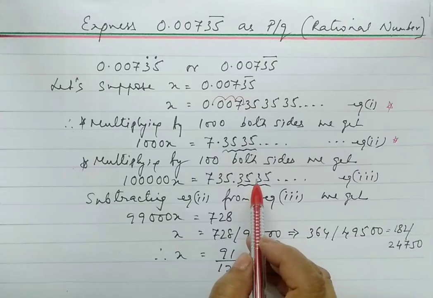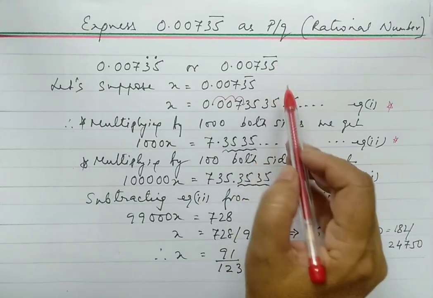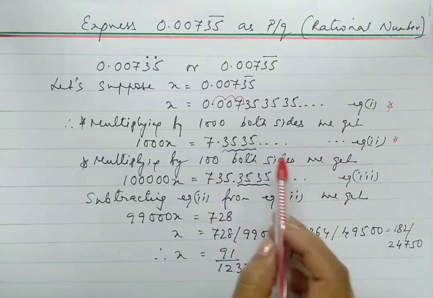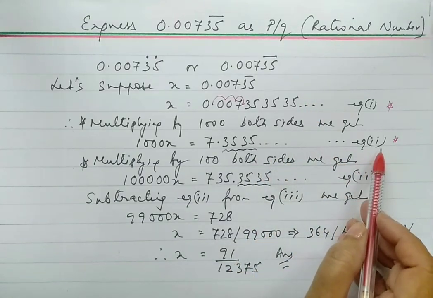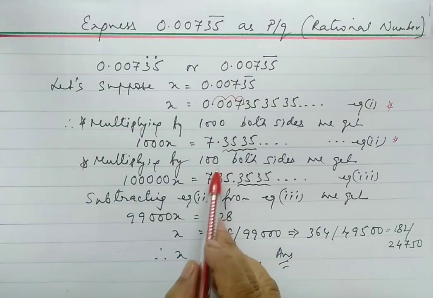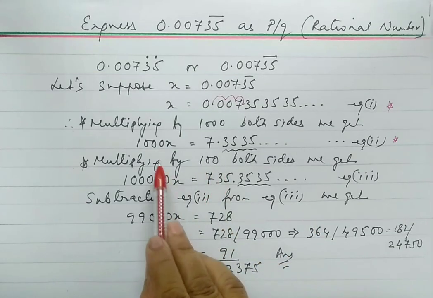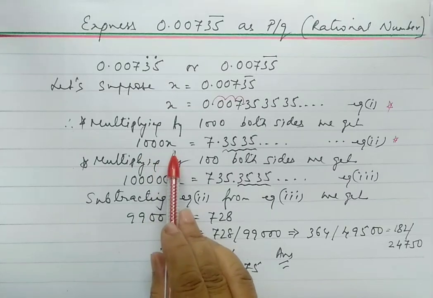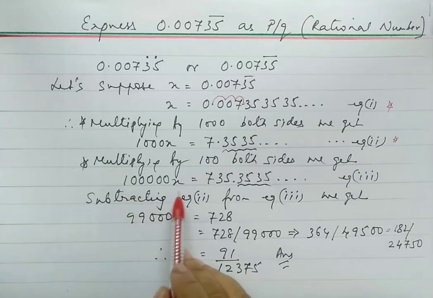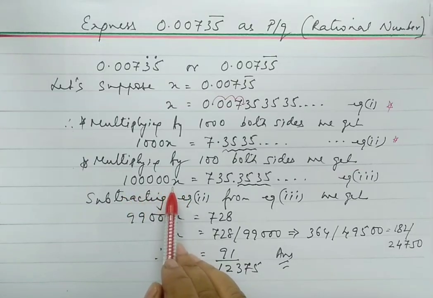Alright, so let me repeat, because there are 2 digits under the bar, 3, 5. So next we multiply equation 2 on both sides by 100. 2 zeros, 2 digits, 2 zeros, that is 100. And 100 into 1000 will give me 1 lakh, or you can say 100,000, which is equal to 1 lakh x.